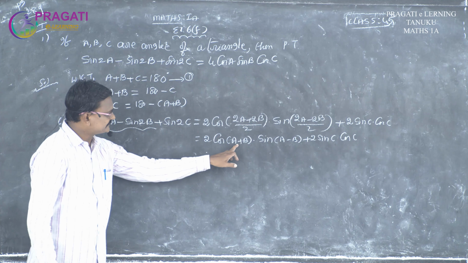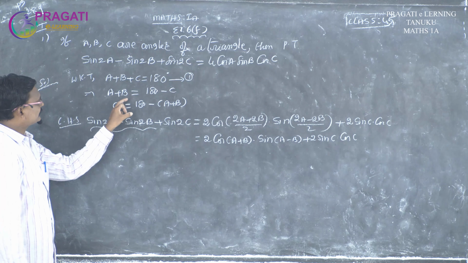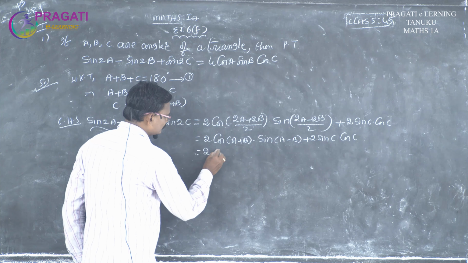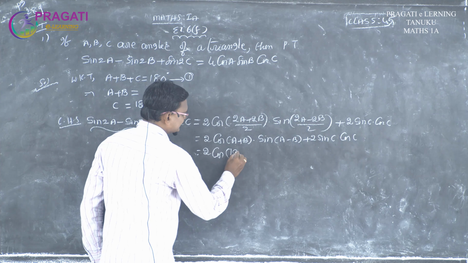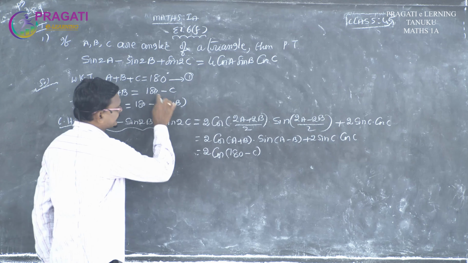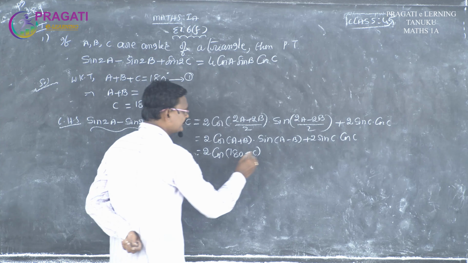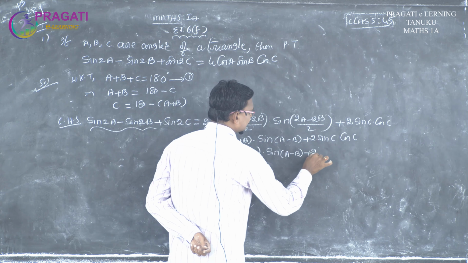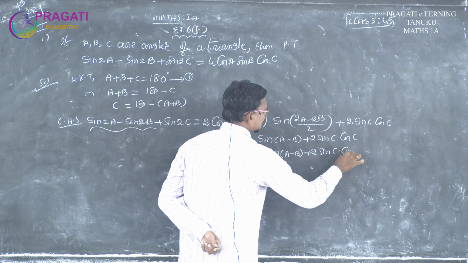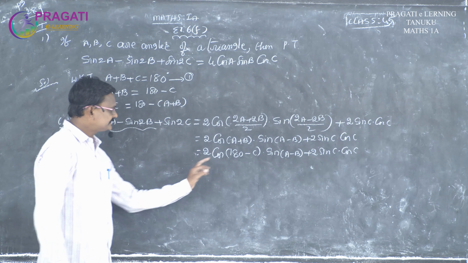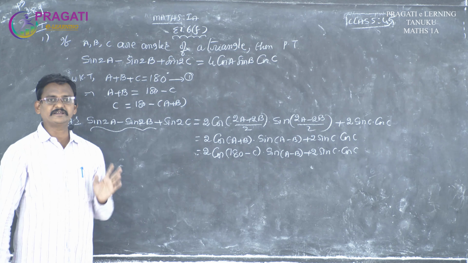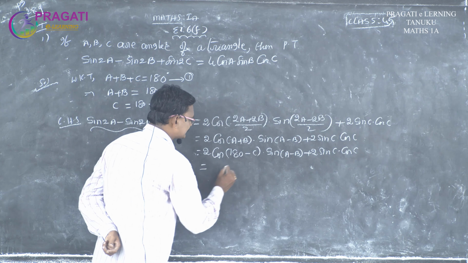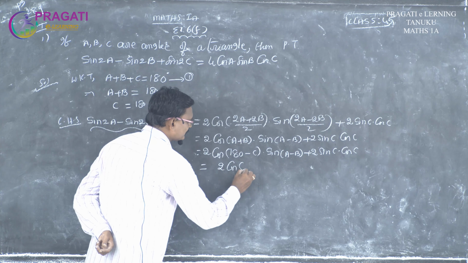Now in the first angle this is A plus B. I wrote here already A plus B means we can replace 180 minus C. So 2 cos, in the place of A plus B we can write 180 minus C, into sin of A minus B plus 2 sin C cos C. Now this is 180. When we have 180 with the help of algebra T curves, that means the function does not change. So you can write cos C.